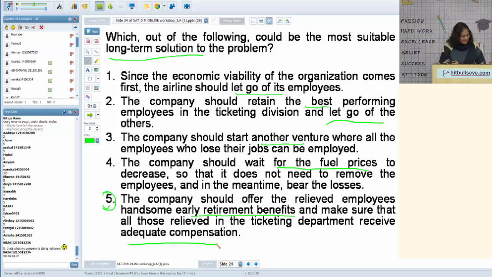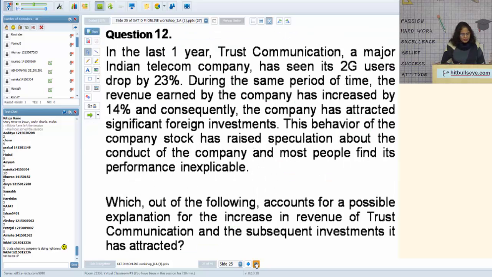So, okay. And the third option, or yes, third. So Aditya has chosen third, Nainika also the third option. They should start another venture. Now here we are talking about downsizing and reducing the costs. So starting another venture would be very, very costly. So one aspect wouldn't be taken care of. The fifth option takes care of both the aspects, the downsizing as well as the employee welfare. Okay. So let's move on to the next one.